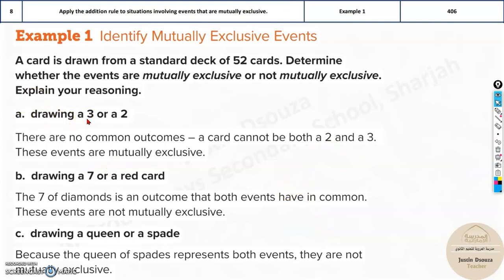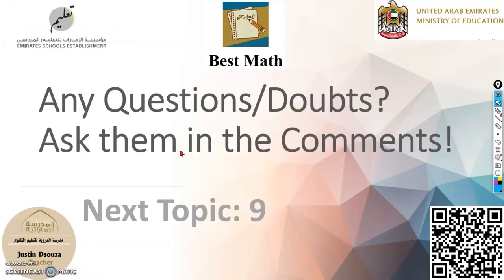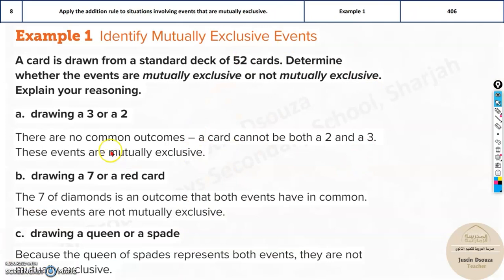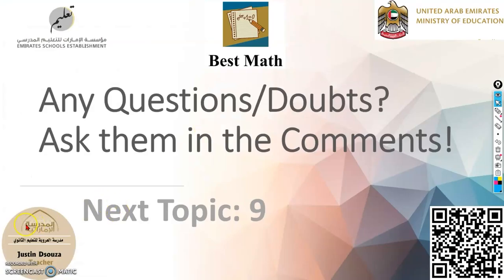Just look at the problem. It's very, very simple. In any situation, you must look into the problem, and you can easily figure out whether it's mutually exclusive or non-mutually exclusive. That's it. That's a very small and easy topic. I hope you understood the concept. Remember, if they can be the same, then they are not mutually exclusive. But if there is no way they can overlap, then they are mutually exclusive. So that's the end of topic 8.